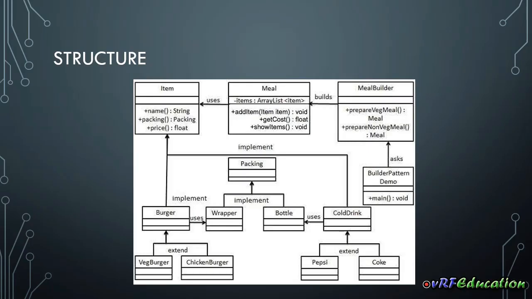So for this scenario, we need to create an item interface for burger and cold drink, and these two classes will be extended using these four classes: veg burger, chicken burger, Pepsi and Coke. So these are the items that we need to put inside a meal, and each of them uses a different packing system. Bottle and wrapper are the classes that we use to pack these types of items inside our meals, and these two also implement or inherit from another interface named packing.